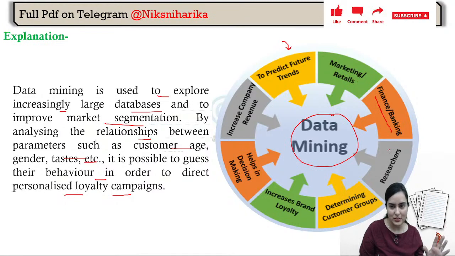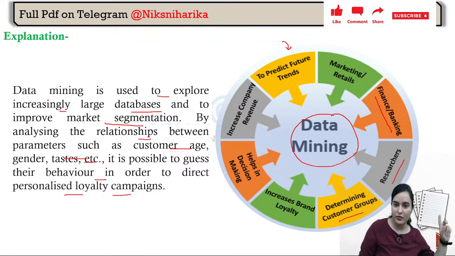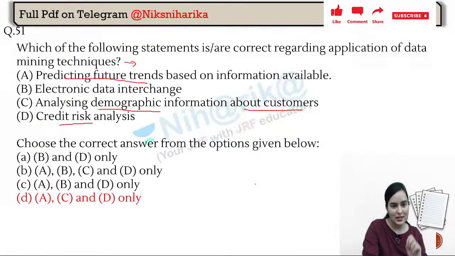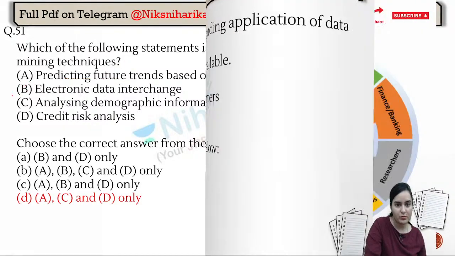Marketing, retail, sales, research, determining customer groups, that is demographics, then increasing brand loyalty, because we are doing proper segmentation. But why not option B? Option B was written as electronic data interchange. Why is this the wrong option?